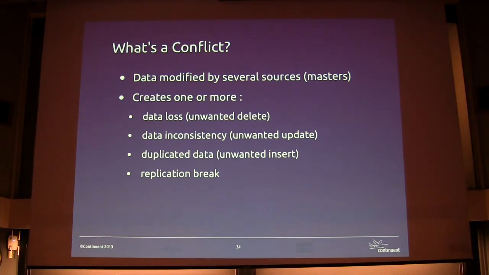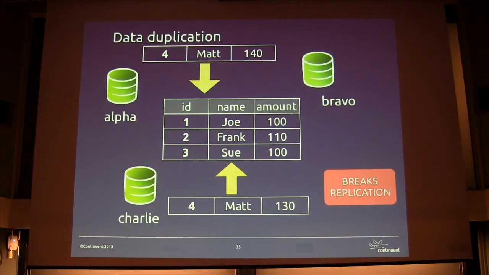If you are updating the same data from two different points, you may have a clash. So you can lose data, or you can have data inconsistency because you think that you modified something, but another master has done a different modification when you were not looking. You can have duplicated data, or you can break replication, or all things together. So you can duplicate data when you try inserting the same thing from two different places. This usually breaks replication, which is a good thing, because if you break replication, you know that something is wrong, at least you can fix it.